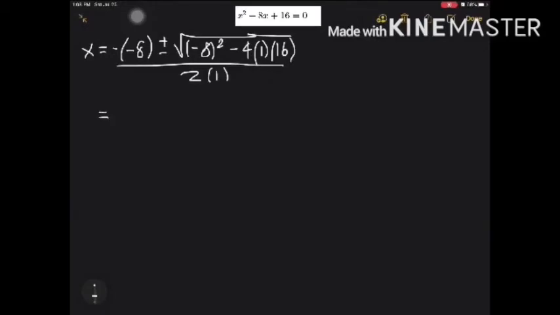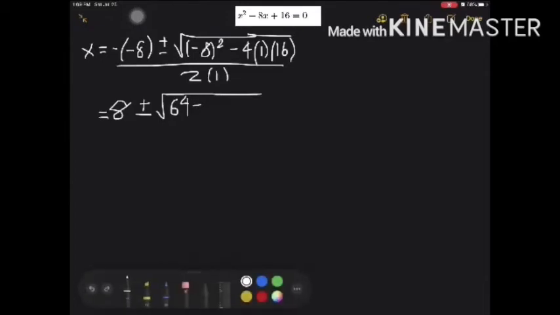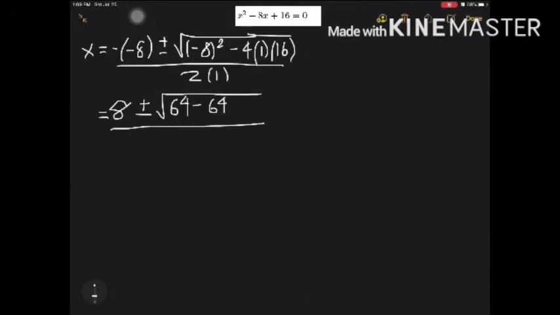So negative times negative is going to be positive 8, plus minus the square root of negative 8 squared, which will be 64, since negative times negative is equal to positive again, minus 4 times 1 times 16, which is 64. So then 2 times 1 is equal to 2.